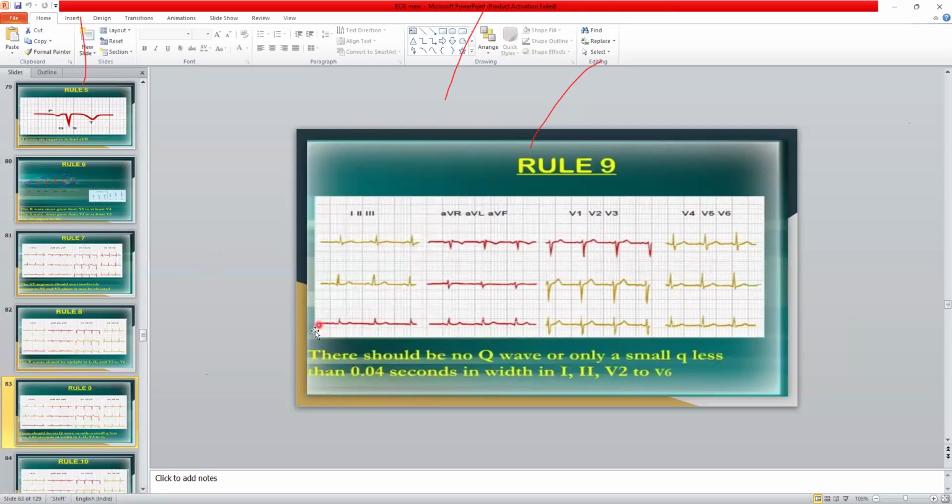Coming to rule 9, there should be no Q wave or only a small Q wave less than 0.04 seconds in width in lead 1, lead 2 and V2 to V6.